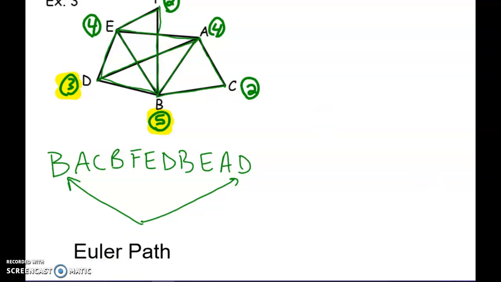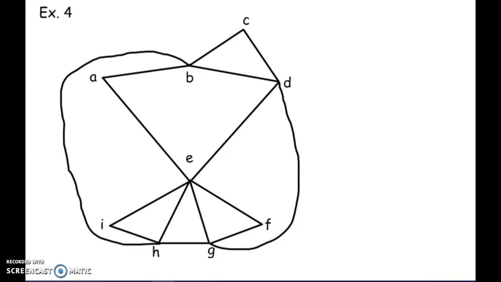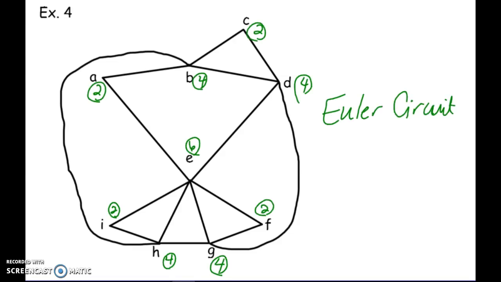All right, let's try another one. Why don't you guys pause the video and figure out how many edges are coming from each vertex. And then once you do that, think about if it's an Euler path or an Euler circuit. So go ahead and pause the video. All right, this one's going to be an Euler circuit because all of your degrees were even. That means we're going to start at the same place that we stop at. So pick a letter to start at. I started with D.